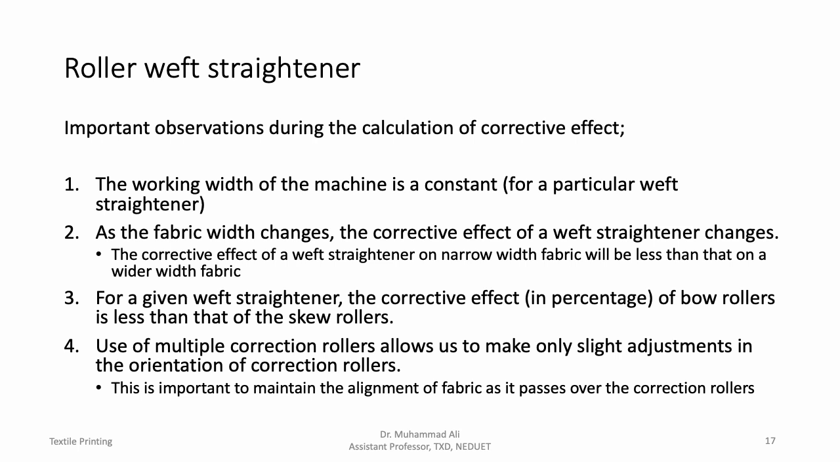But if we have, let's say, three skew correction rollers in that weft straightener, and the incoming distortion or skew is 4 inches, then we divide 4 by 3, which is approximately 1.34, let's say. So the frame of the skew rollers has to be only tilted by 1.34 inches instead of 4 inches. So this reduced tilt in the skew rollers or in the bow rollers helps us in maintaining the alignment of the fabric in the machine.